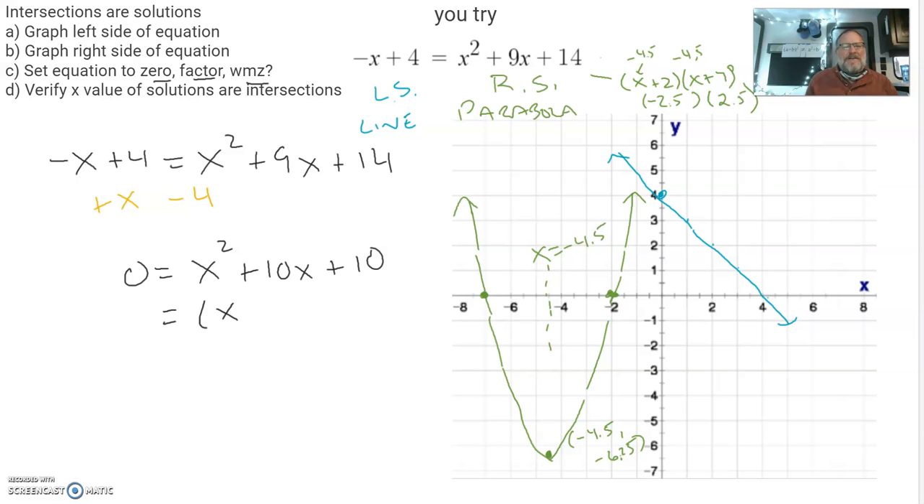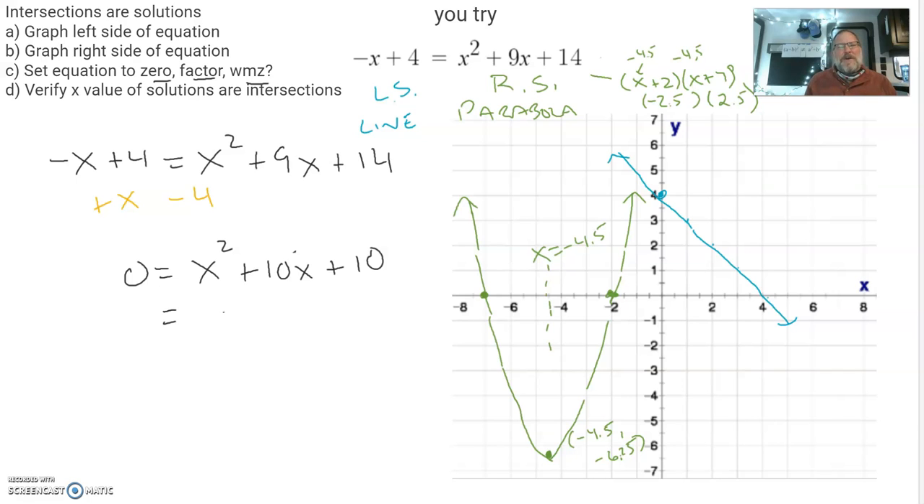I'm looking for factors of 10 that would put this together and make a 10x middle term. So you list your factors, 1 and 10. Will 1 and 10 add to 10? Nope, that won't work. How about 2 and 5? Uh-oh, I do believe this is not factorable. So my whole idea of trying to factor this and ask what makes 0, it's not going to work. So I'm going to show you a cool trick called completing the square to solve.